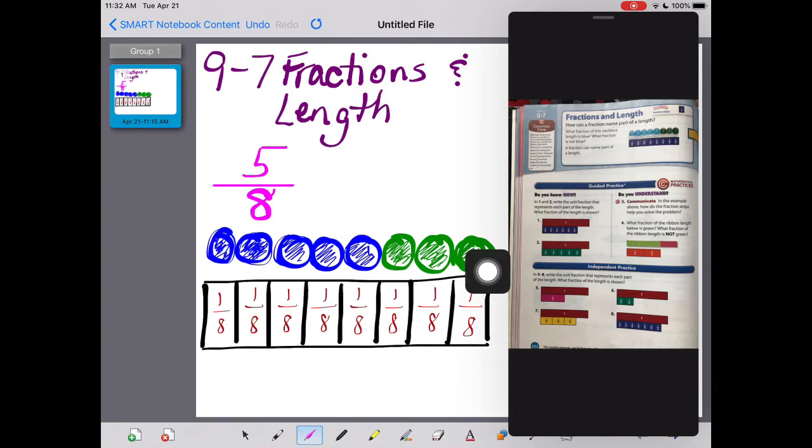5 eighths. Now let's take a look at the green beads. The green beads take up 1, 2, 3 of the eighths. So we could say the length of the necklace that is not blue is 3 eighths. And if you notice, the numerators of both of these, when you add them together, 5 plus 3 equals 8, which means it's all of the beads in the necklace, the entire thing.